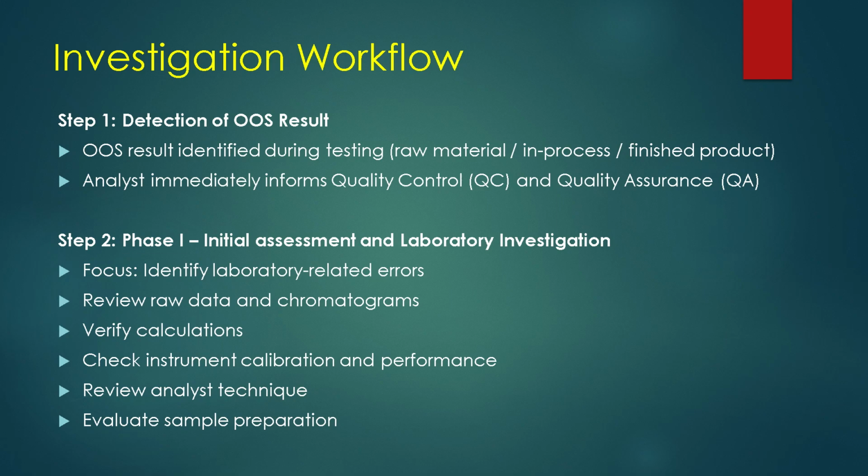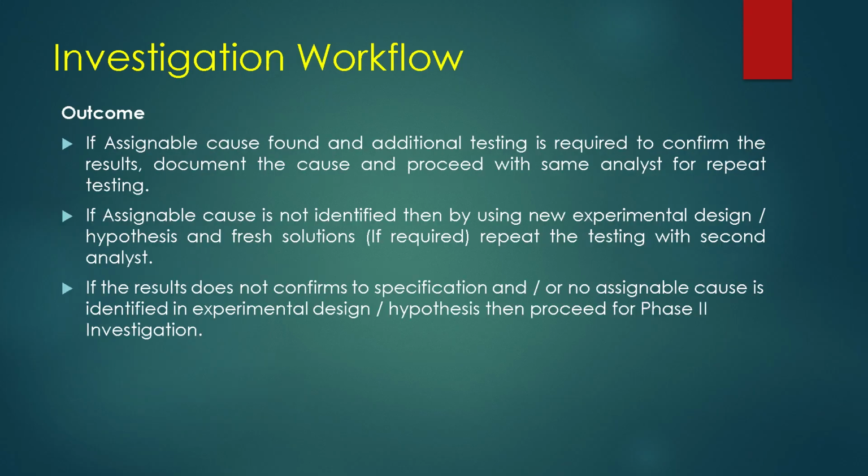Step 2 is phase 1. Phase 1 involves the initial assessment and laboratory investigation with a primary focus on identifying any laboratory related errors. This includes reviewing raw data and chromatograms, verifying all calculations, and checking instrument calibration and performance. It also includes reviewing the analyst technique and evaluation of sample preparation procedures to ensure accurate and reliable results.